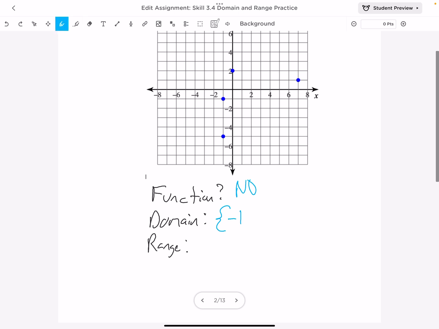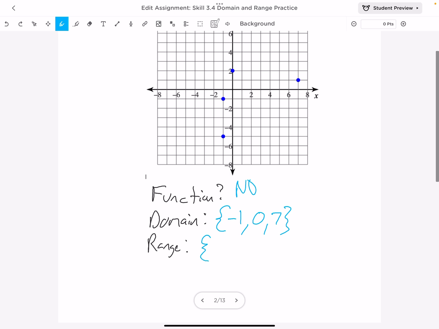We then would go to the right and see that we have a dot at 0. That's this dot right here. And then finally, we have a dot at 7. Remember, these are all x values that we're doing. The domain is always x values, like this. So it would be -1, 0, 7. That's our domain. The range is very similar, except it's the y values.